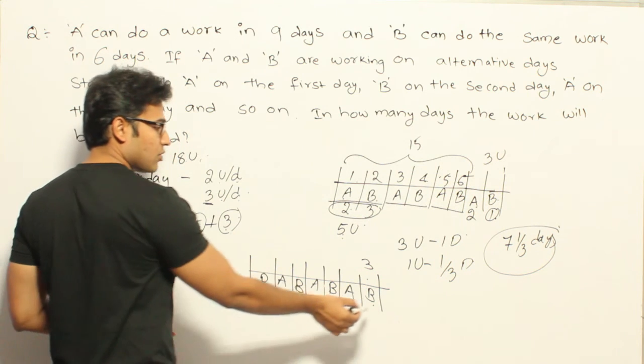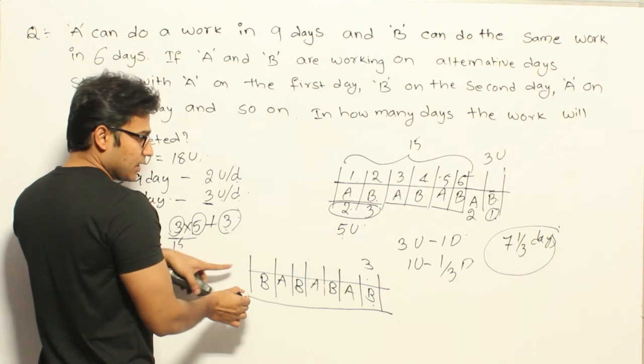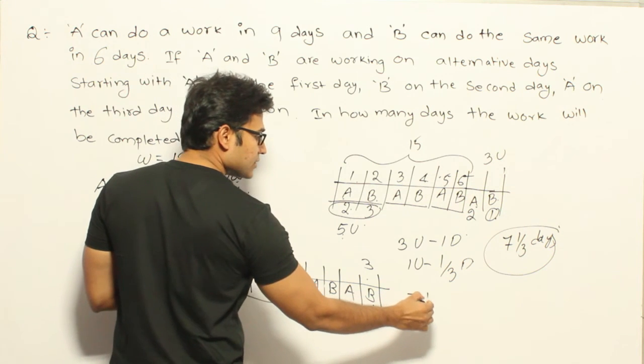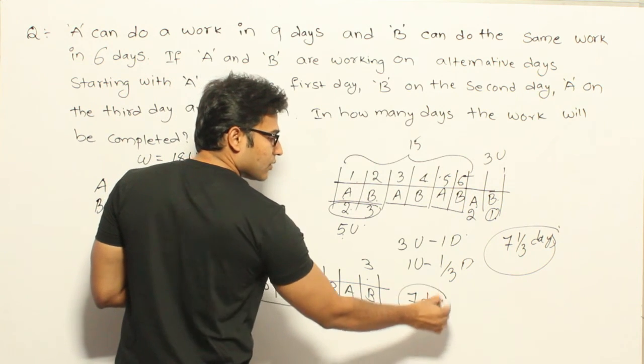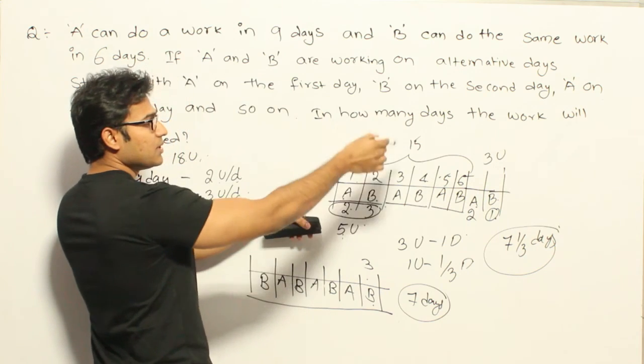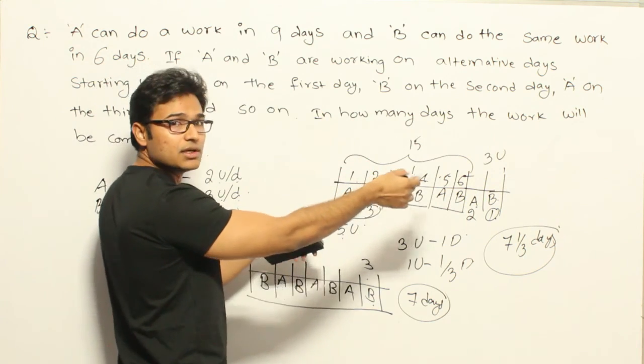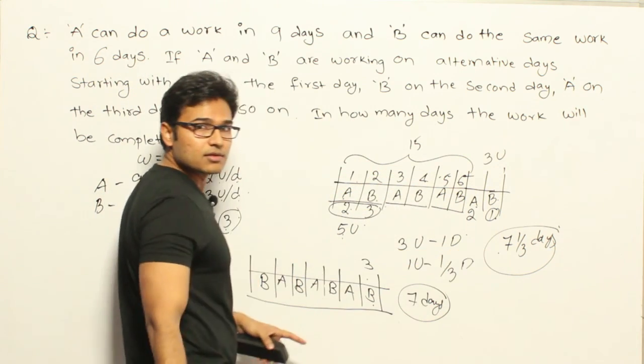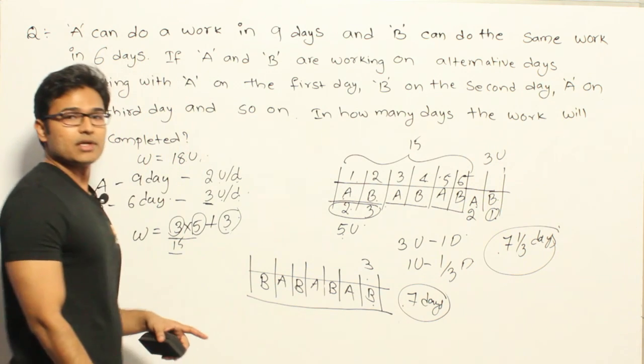So what is the total amount of days required in this case? In this case the answer is 7 days. Got it? So for the question which is asked as A then B then A then B, the answer is 7 1/3 days, but for this one it is 7 days. Okay.